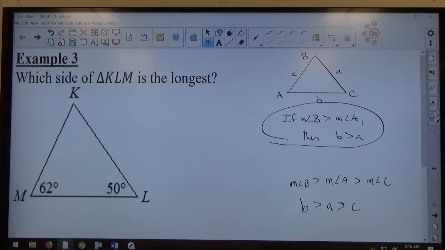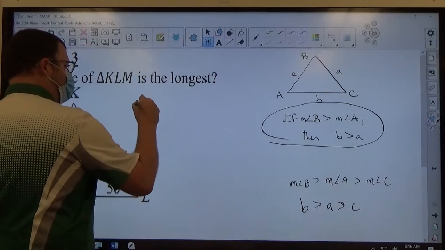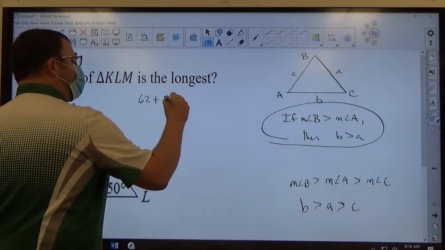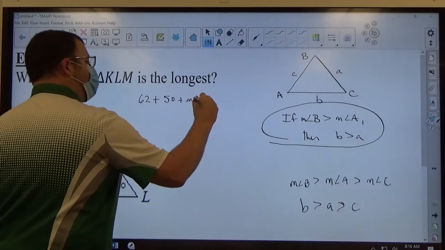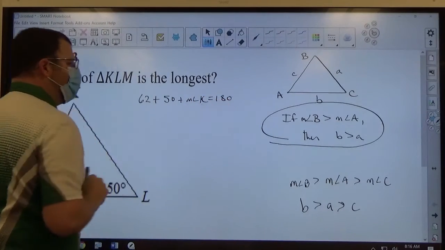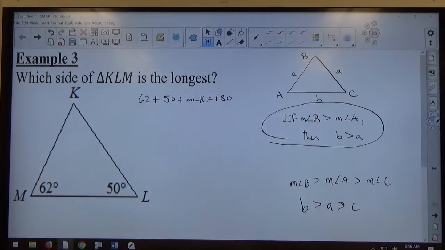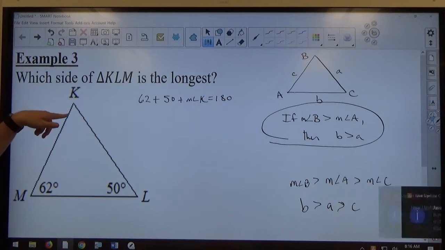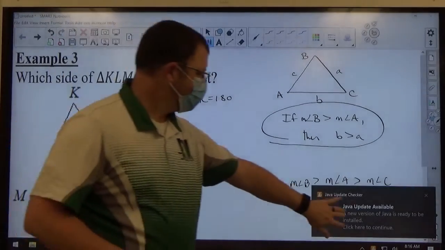So in this picture, angle M is 62 degrees, angle L is 50 degrees. Which side of KLM is the longest? Well, what we're missing is angle K. They want to know the longest side, so we have to know all three angles. So the first thing I want to do is find out that 62 plus 50 plus the measure of angle K should equal 180. That's the angle sum theorem of a triangle. The three angles add up to 180. What we don't know is the measure of angle K.